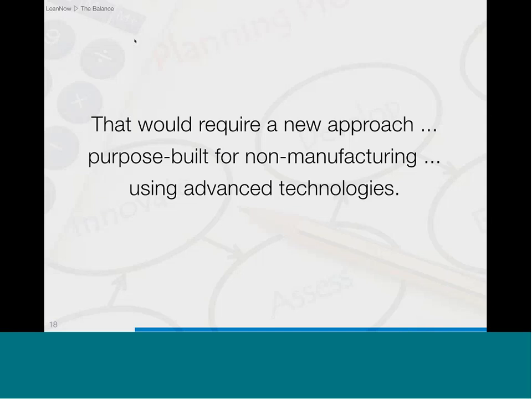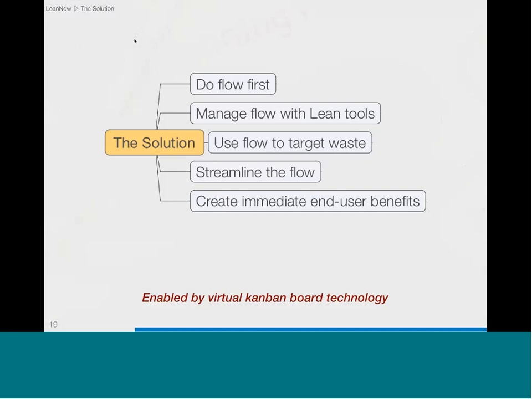So I think a solution was to try to start with flow. Because we didn't have physical encumbrances that were keeping us from getting right to flow, we could do flow right away as opposed to doing flow someday after we got rid of all that waste.